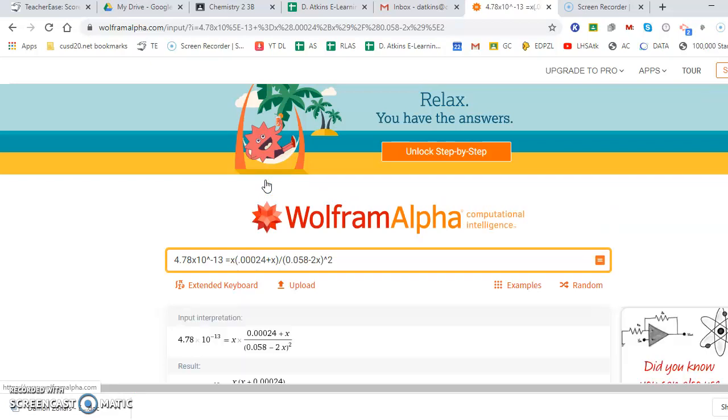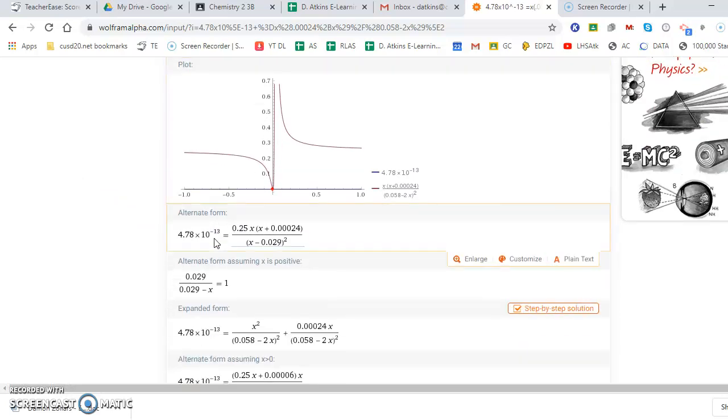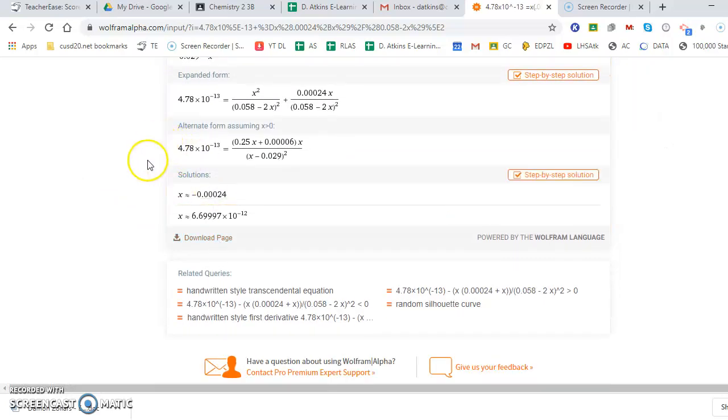And it's going to do all of the thinking for us. It's going to spit out all sorts of things, but what we really are interested in is the solutions. Down here we get the solutions. Now here's the thing about a quadratic. It's always going to give you two solutions. You know which of these is right because we just did the problem.